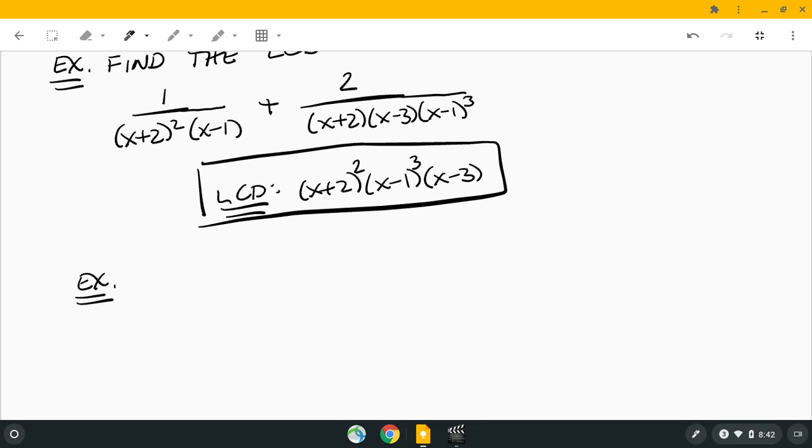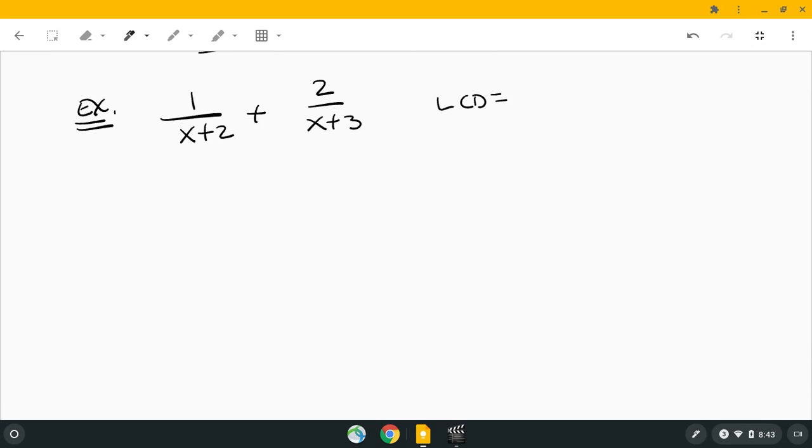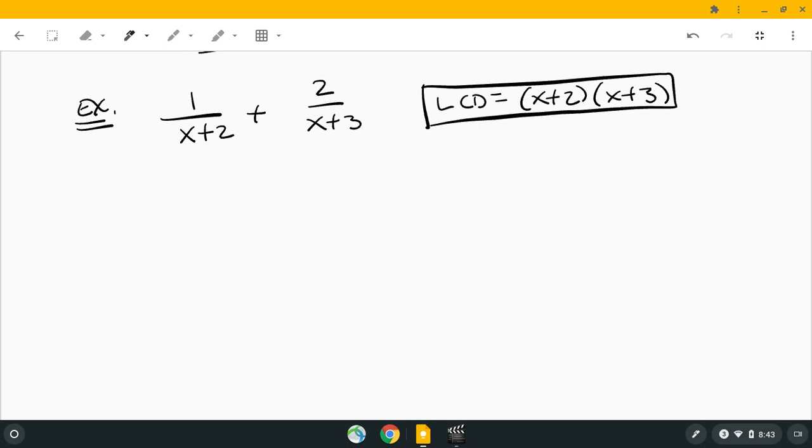All right. Suppose that I have 1 over x plus 2 plus 2 over x plus 3. Okay? Your LCD. So let's list the families that are going to be there. The x plus 2 family will be there. The x plus 3 family will be there. I don't see any exponents, so I shouldn't see any exponents here. And we are done.